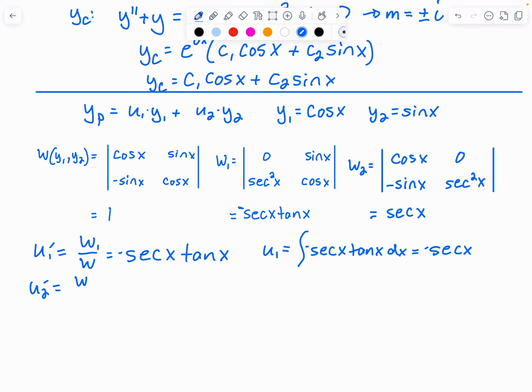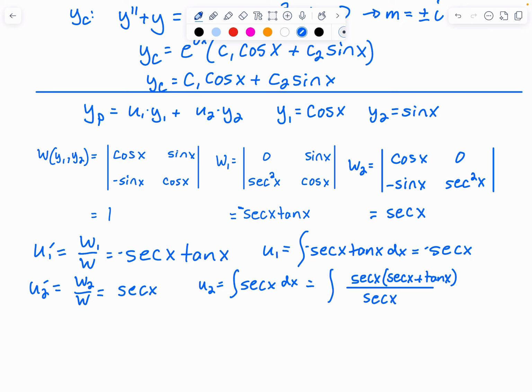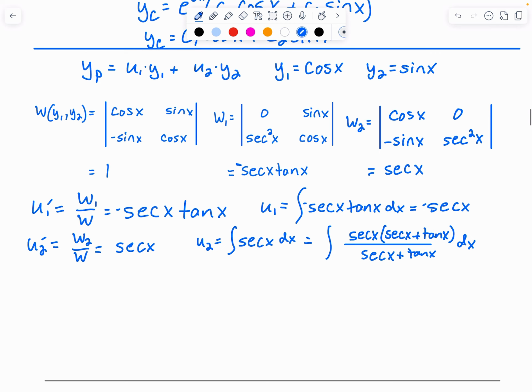u2 prime is W2 over W, which is just going to be a secant. And then we've got to find u2 by doing the integral of secant x dx. There's a trick to this one to do by hand. The trick is multiply top and bottom by secant plus tangent. This trick works every time you have a secant. If you had a cosecant, you do cosecant plus cotangent, with a negative in there somewhere. Okay, so we have this.